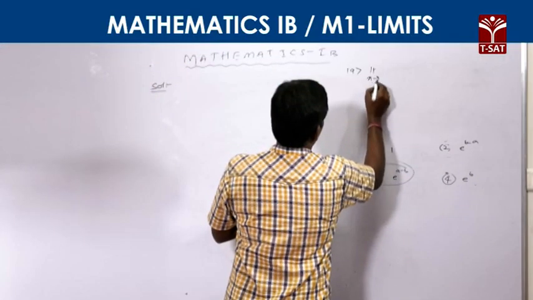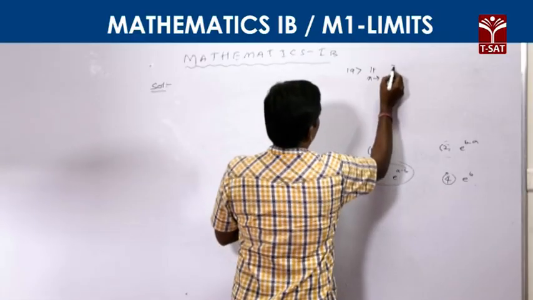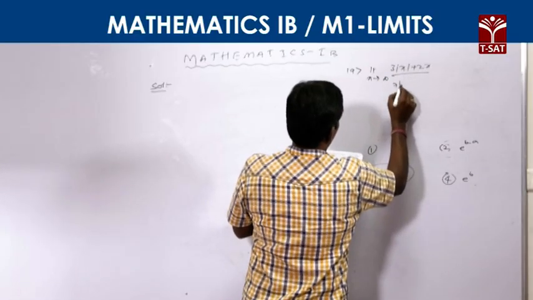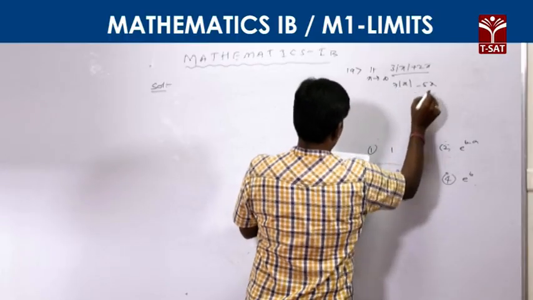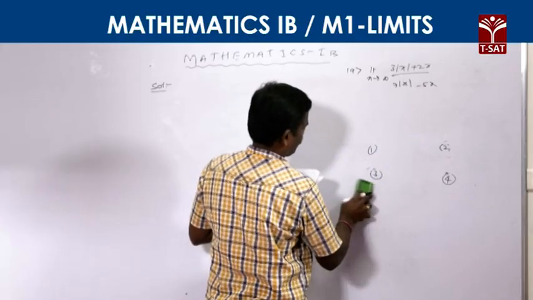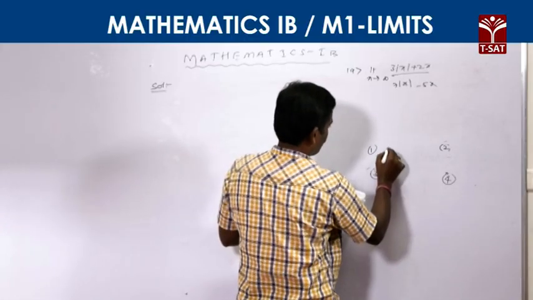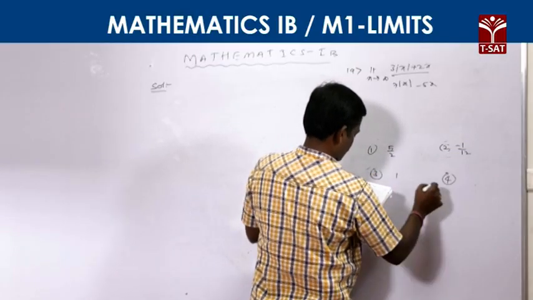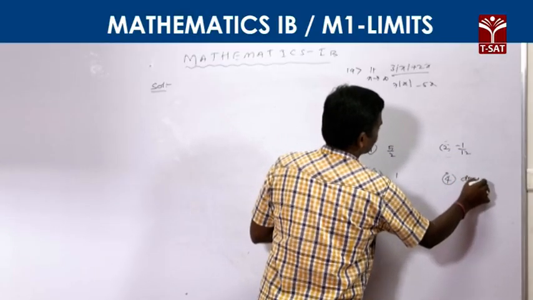Limit as x extends to infinity, (3 mod x plus 2x) by (7 mod x minus 5x). Options are 5 by 2, minus 1 by 12, 1, does not exist.